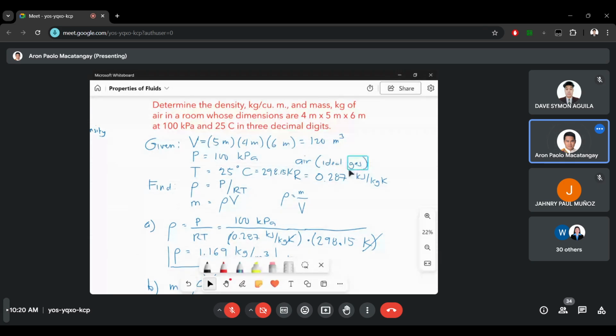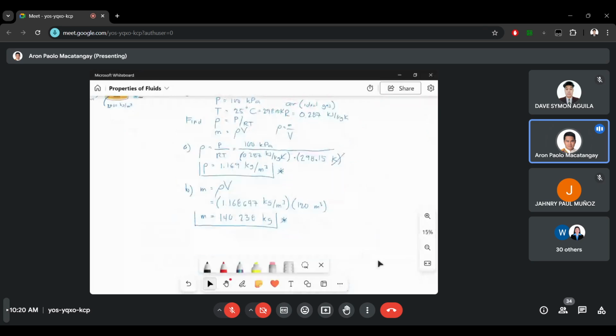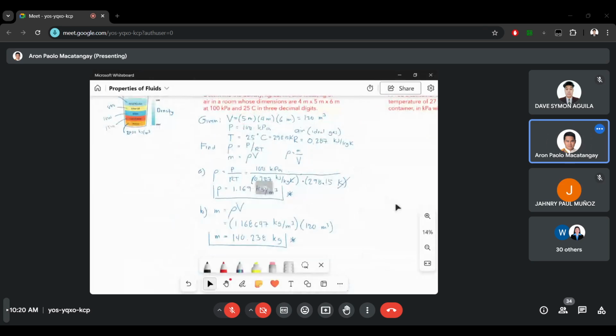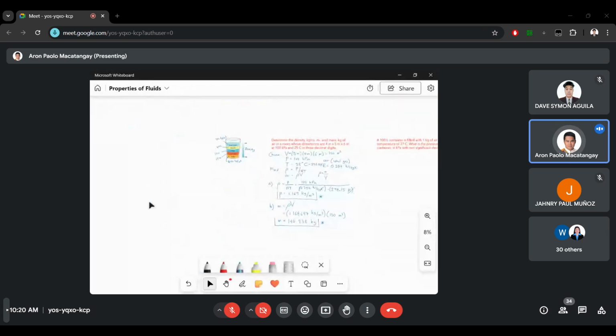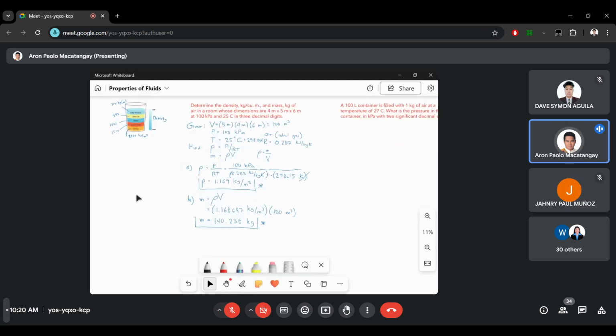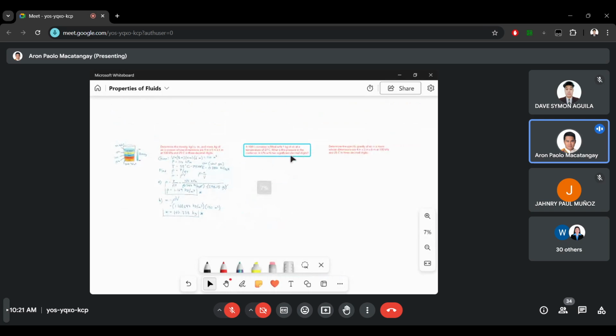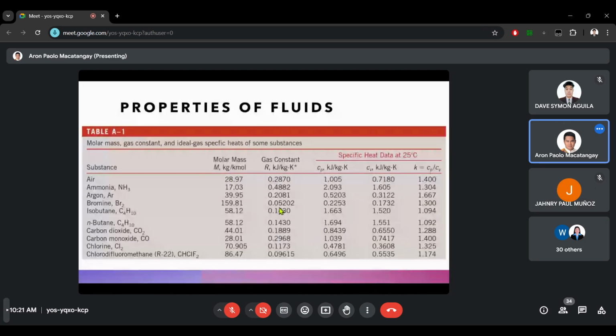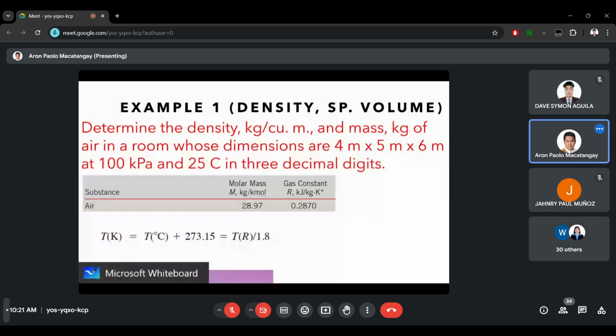Okay, so this is how it's done. Any question about this, about the solution? Later on, I will provide this whiteboard so you can use it as a guide for your review. Okay, so this is that one.